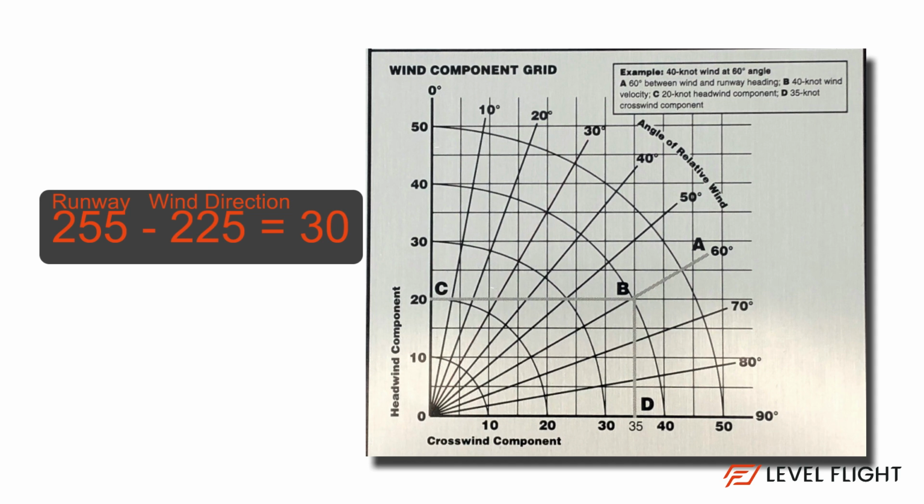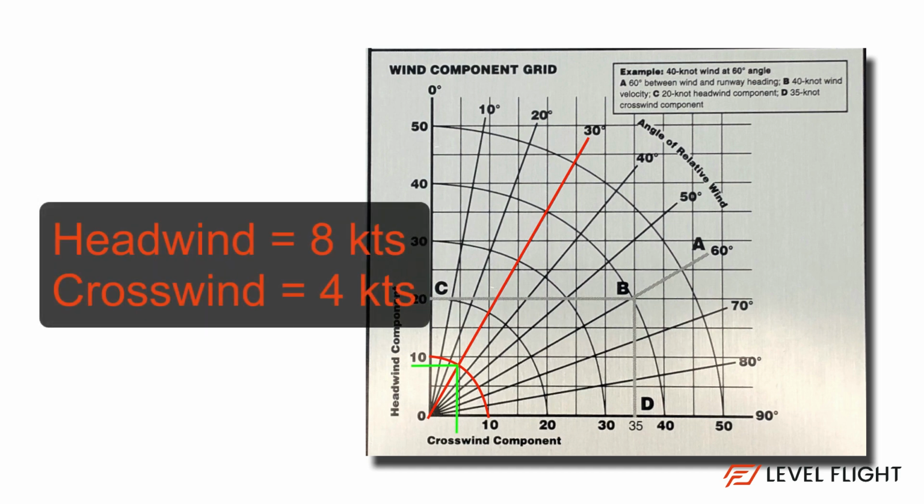Find where the 30-degree angle line intersects with the 10 knots of total wind curve. Follow straight across to find the headwind component and straight down to find the crosswind component. We see here that the headwind component is about 8 knots and the crosswind component is about 4 knots.